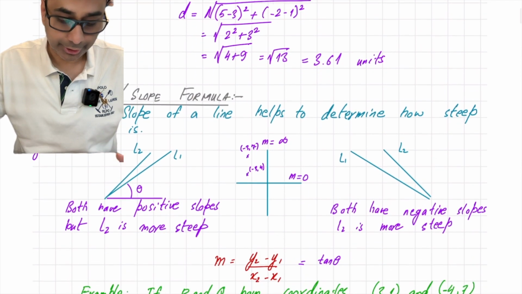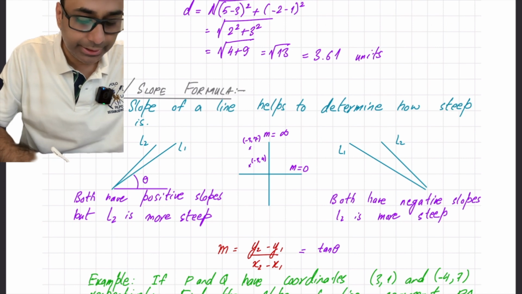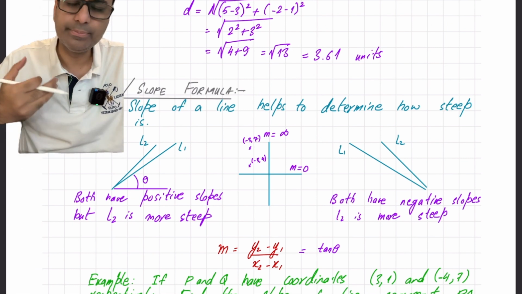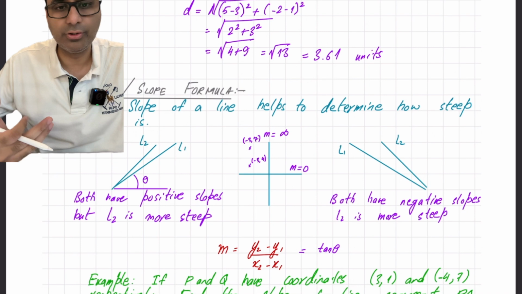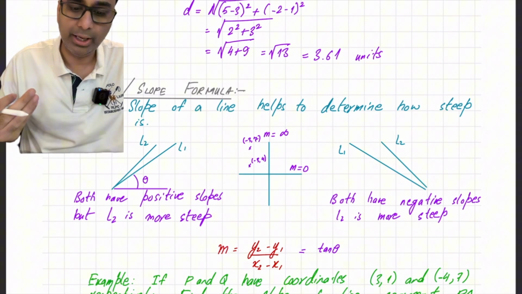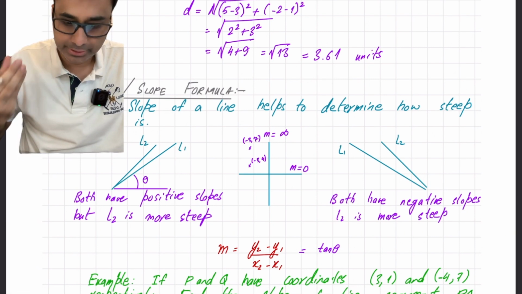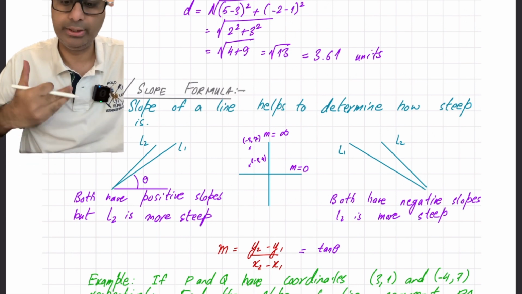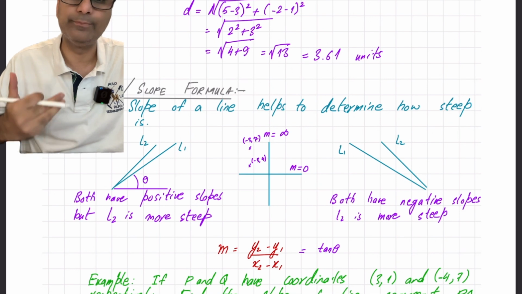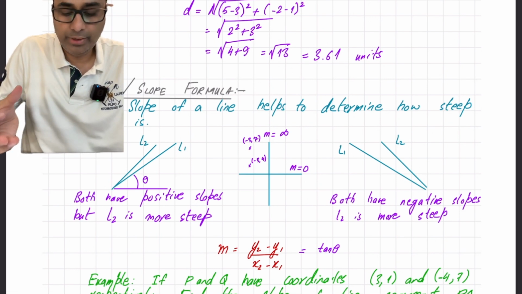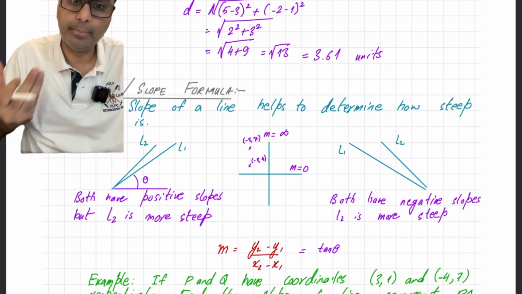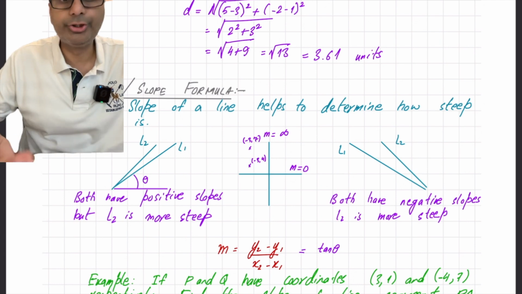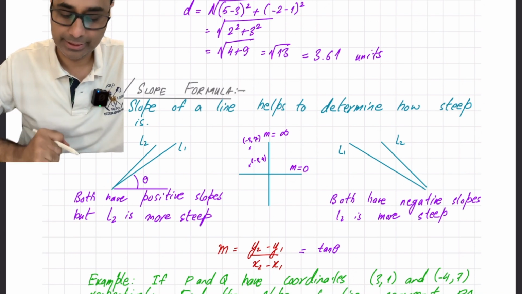The third formula that you should know is the gradient or the slope formula. This is basically a measure of how steep a line is. So if you find the gradient of a particular line and it has a larger magnitude, that shows that the line is more steep. If the magnitude of the gradient is lesser, that shows that the line is less steep.